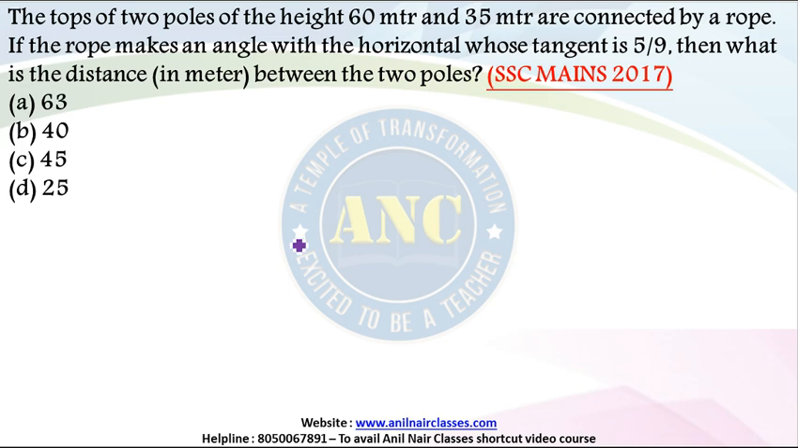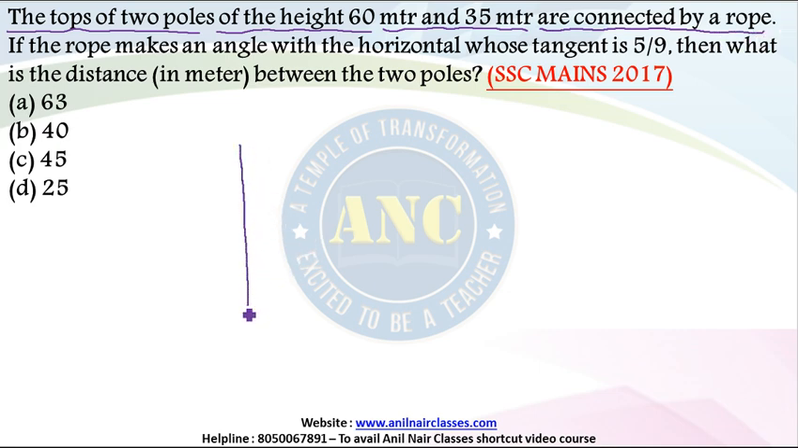Please see this beautiful question, which is your original SSC question which had come in your mains 2017. Beautiful question, but a very easy question that can be solved if you know the concept. Now see here, sir. The tops of two poles of height 60 meter and 35 meter are connected by a rope. Okay, let us understand first.